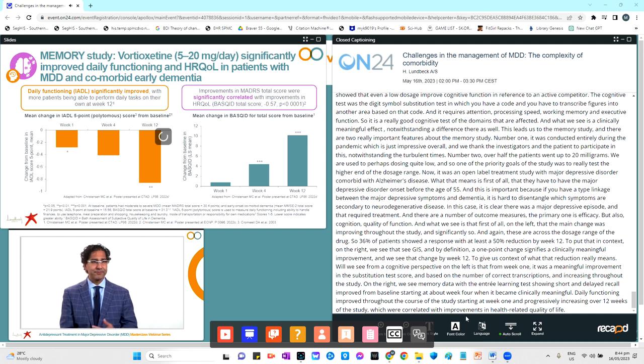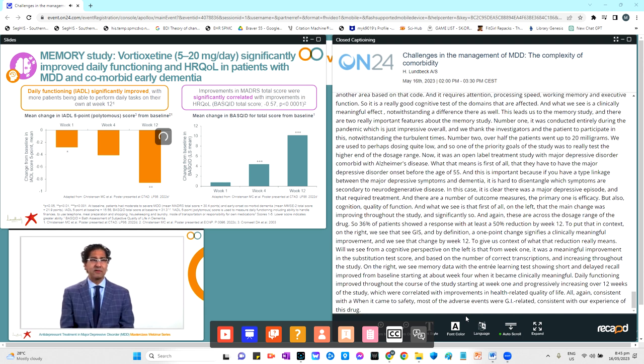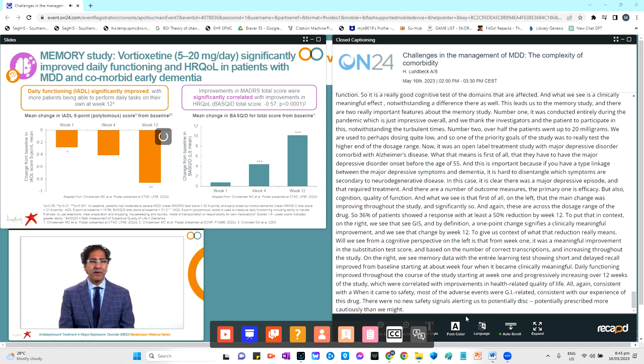When it came to safety, most of the adverse events were GI-related, consistent with our experience of this drug. There were no new safety signals alerting us to potentially prescribe more cautiously than we might. 51.4% of patients remained on the 20 milligrams a day until study at week 12.